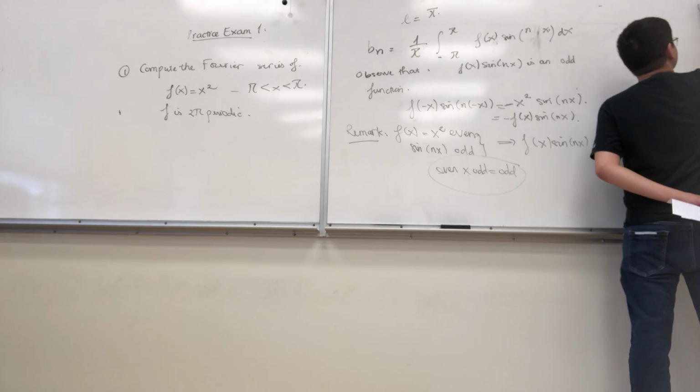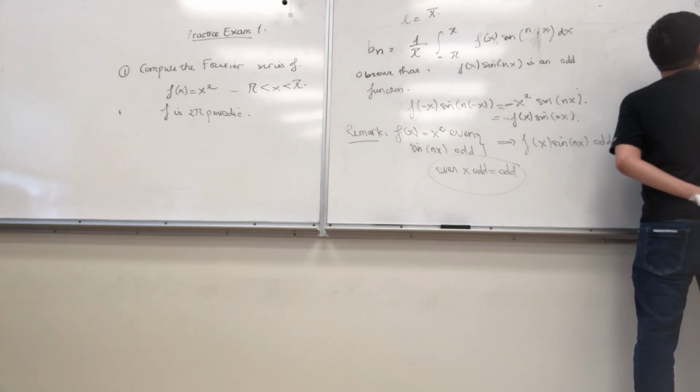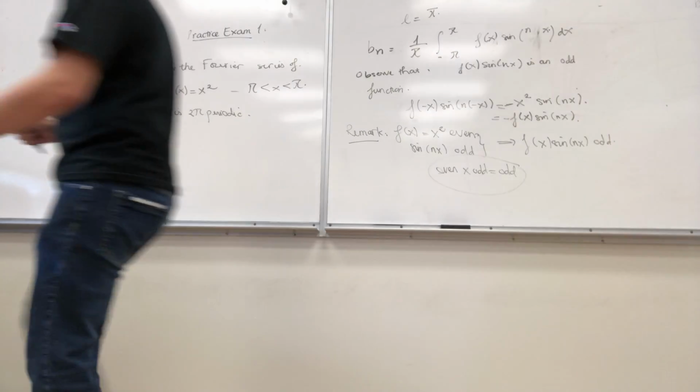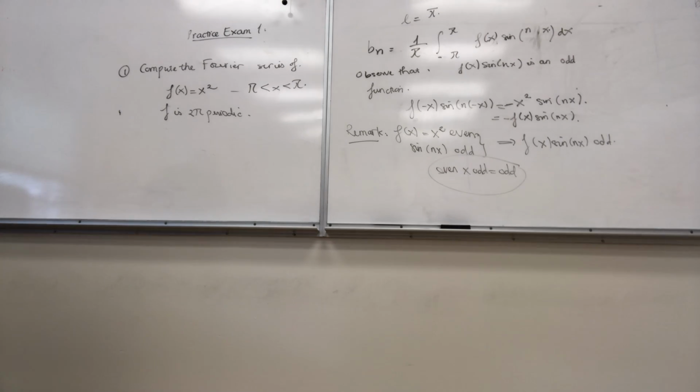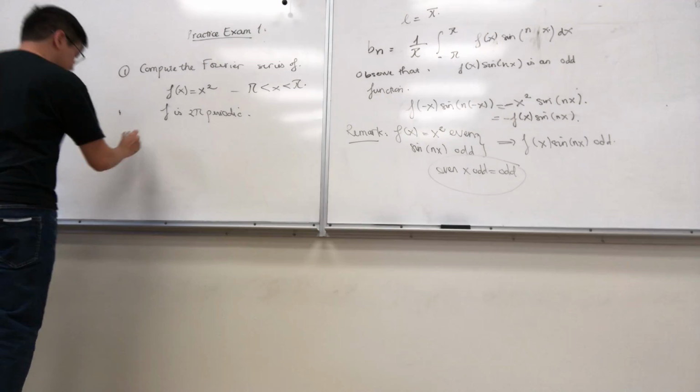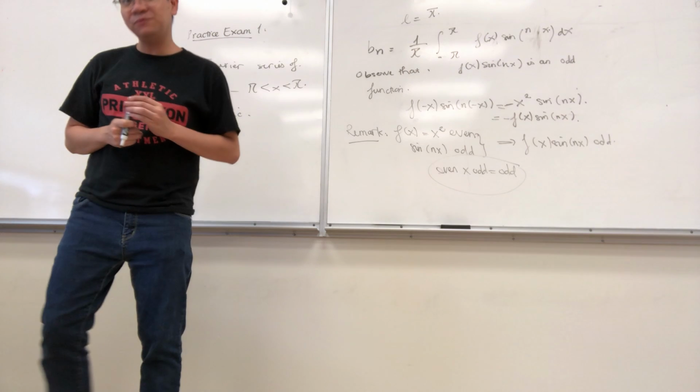It's good. Right. So in this case, because this is an odd function, bn will be 0. So in this case, bn will be 0.